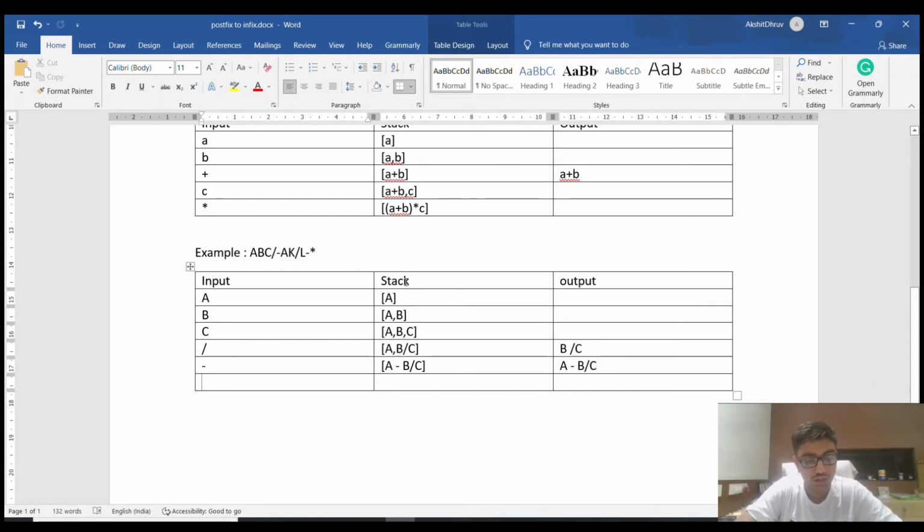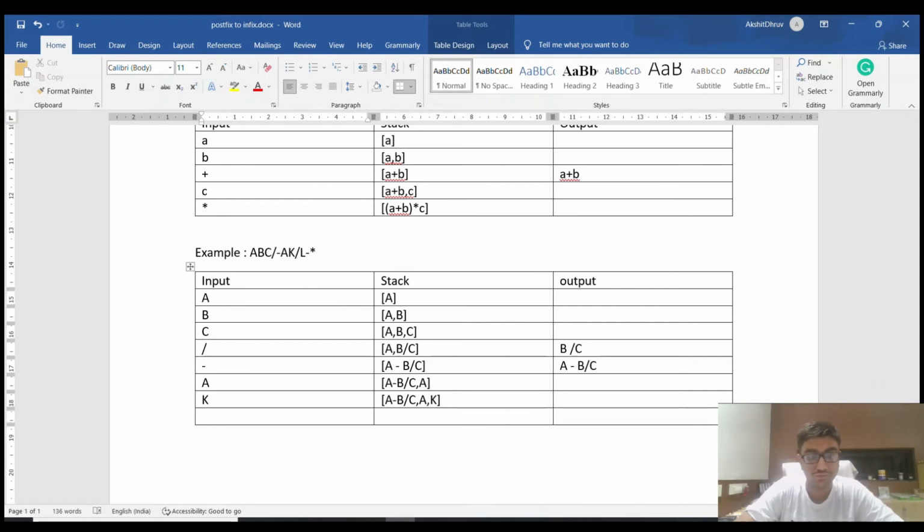Now comes the A again, right? So what we will do is we will just push that back to the stack. So now our stack value is A minus B / C, which is a single term, and comma A. Again K, again we will push that. Why? Because it's the operand. So we are pushing the operands. So now our top of the stack is K and after that A.